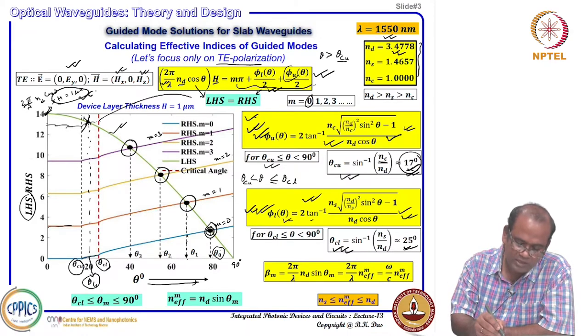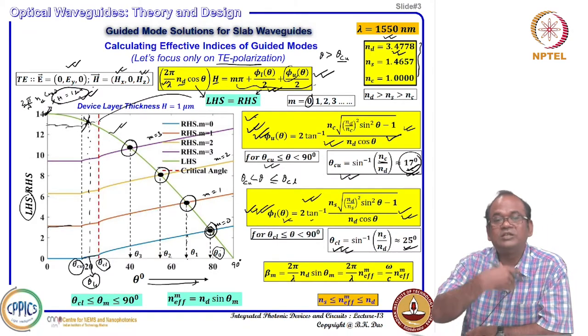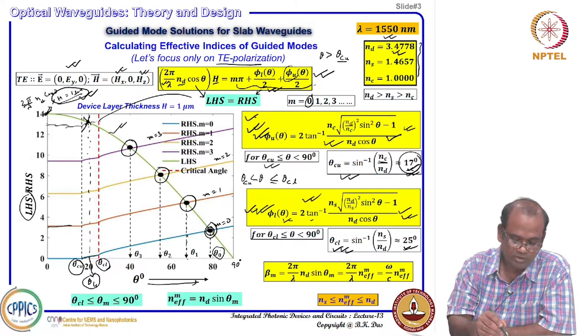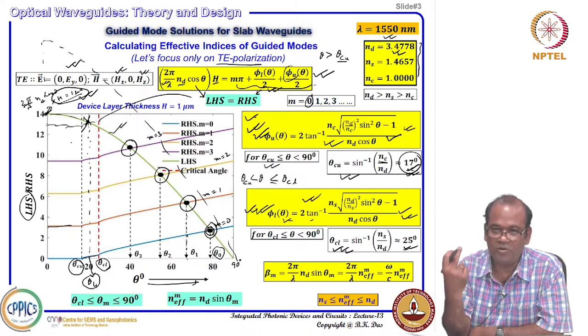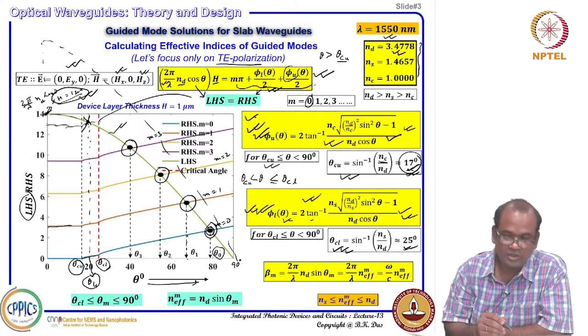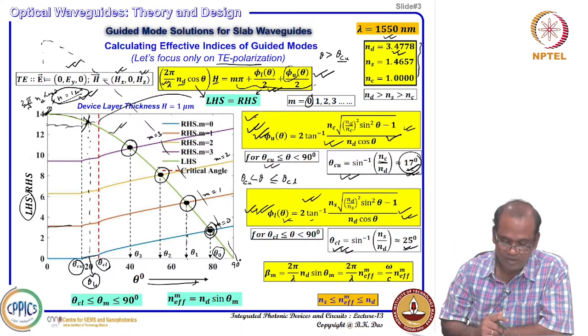Why do you need to consider h equal to 1 micrometer? You could increase it more. If you are increasing h, this curve will be coming somewhere here, starting from somewhere here. That means you would add more number of modes. So, more thickness means you are allowing more modes, and if you reduce the thickness, you can actually reduce the number of modes.